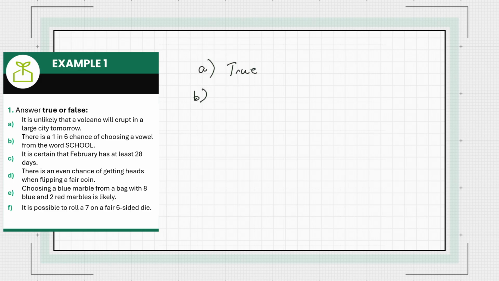There is a 1 in 6 chance of choosing a vowel from the word school. So for our vowels, we have A, E, I, O, and U. And for the word school, here are our possible letters. Now, if you see here in the school, we have 2 possible vowels out of 6 possible letters. So I could actually get 2 vowels in 6, not 1 in 6. So this is false.